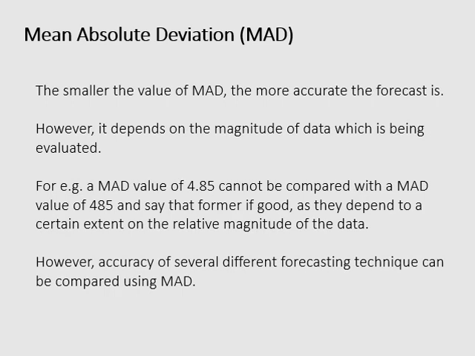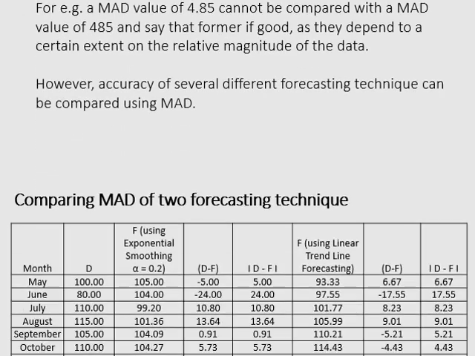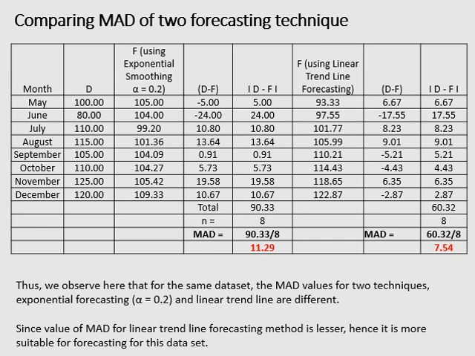However, accuracy of several different forecasting techniques applied on the same data can be compared using MAD. Let us now try to compare the values of mean absolute deviation, or MAD, for two forecasting techniques applied to the same data set. In the table here, with the demand values from May to December, first forecasting values are calculated using exponential smoothing technique, with alpha equal to 0.2.